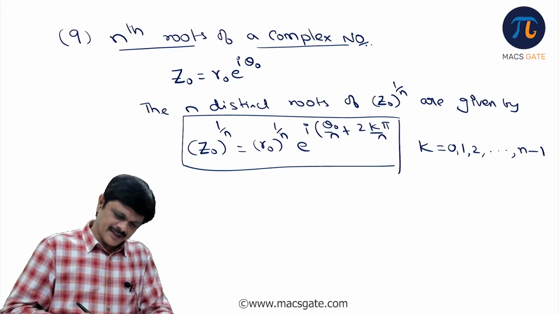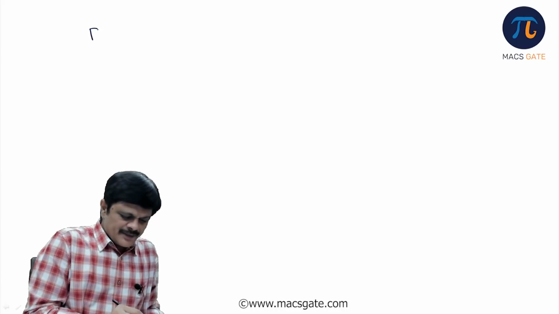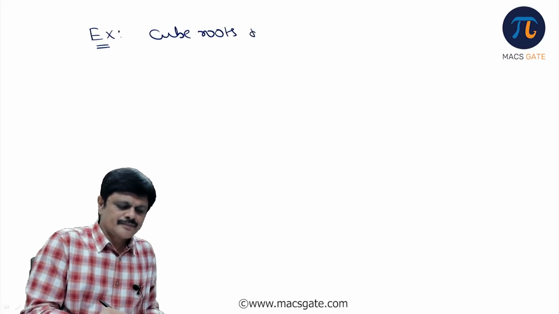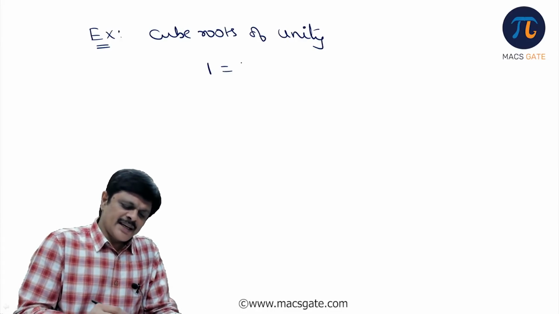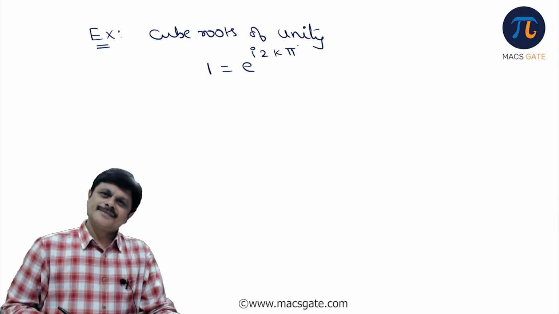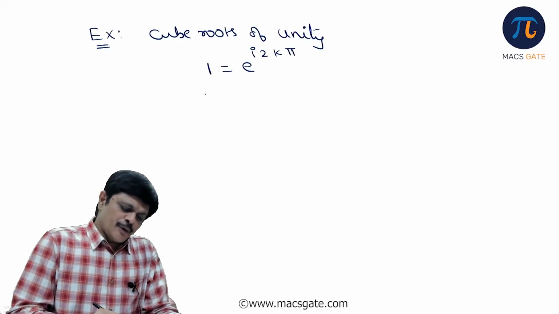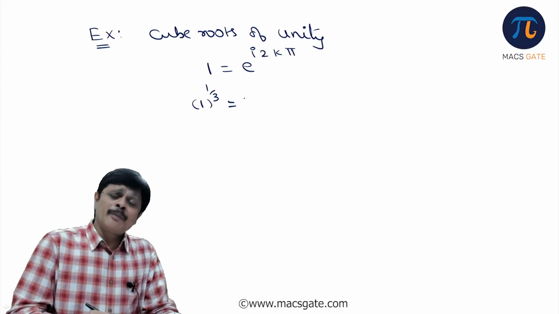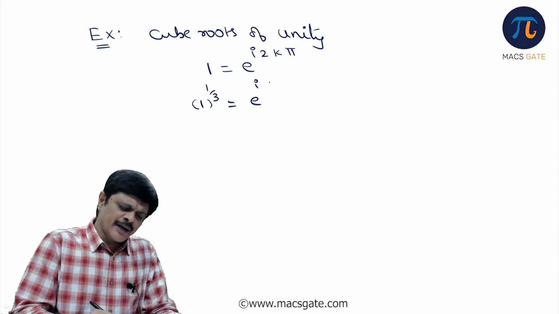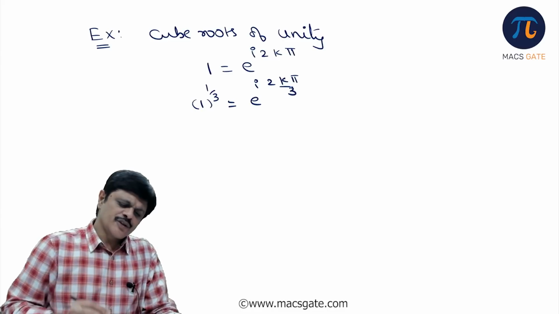Is the idea clear? So this is the formula for finding n distinct roots of a complex number. Let us see the example: the cube roots of unity. One is expressed as e power i0, or e power i(0 plus 2k pi) in general. Now you want cube roots. The formula gives 1 power 1 by 3. When you write r0 power 1 by n, you are talking about the real value, and 1 power 1 by 3 real value is 1, so we don't write that. So e power i 2k pi by 3.